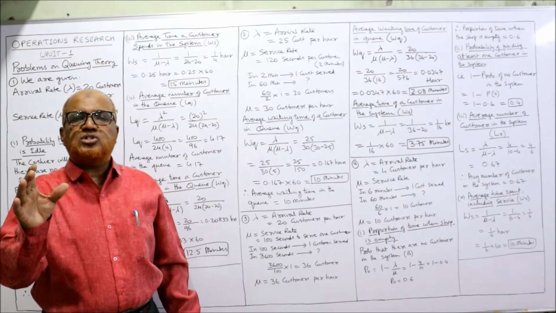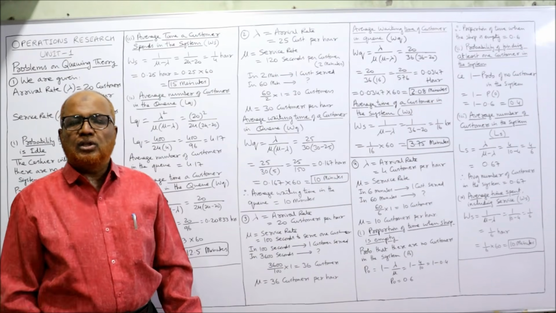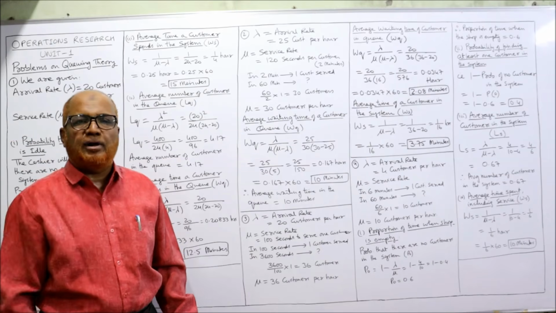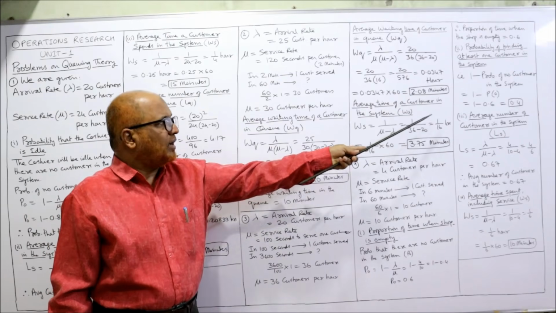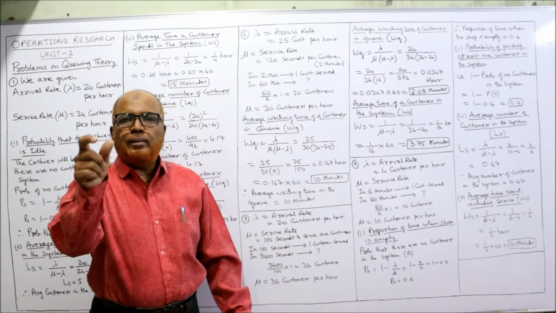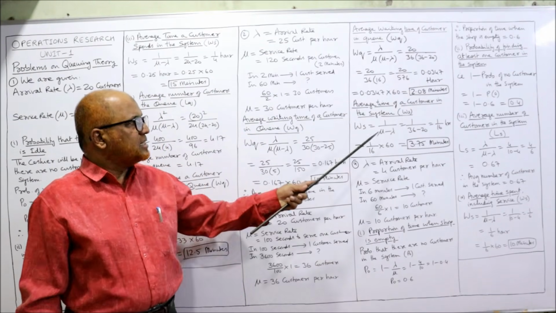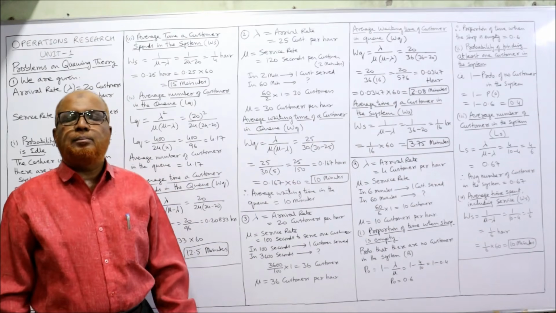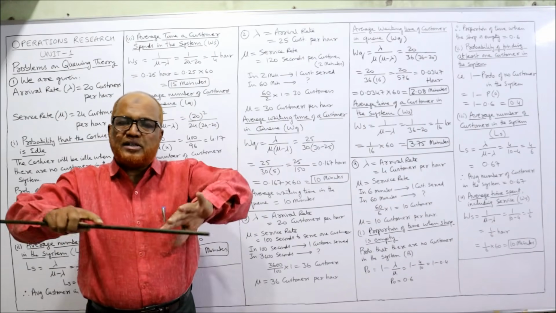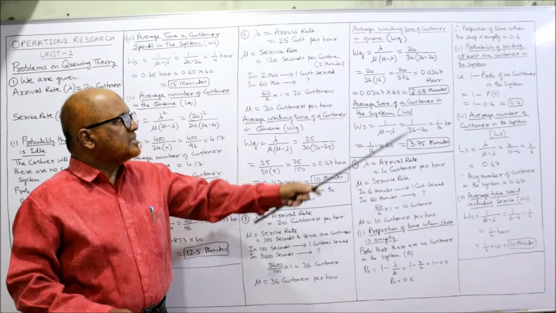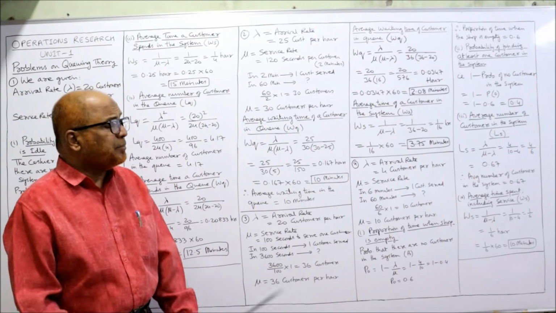Similarly, what is the average time of the customer in the whole system? WS. The formula is 1 divided by mu minus lambda. 1 divided by 36 minus 20. 1 by 16 hour. If you want to get it in minutes, 1 by 16 into 60, you will get 3.75 minutes. That is the average time a customer spends in the whole system. And this is the average time a customer spends in the queue. That's it. 3 problems completed.